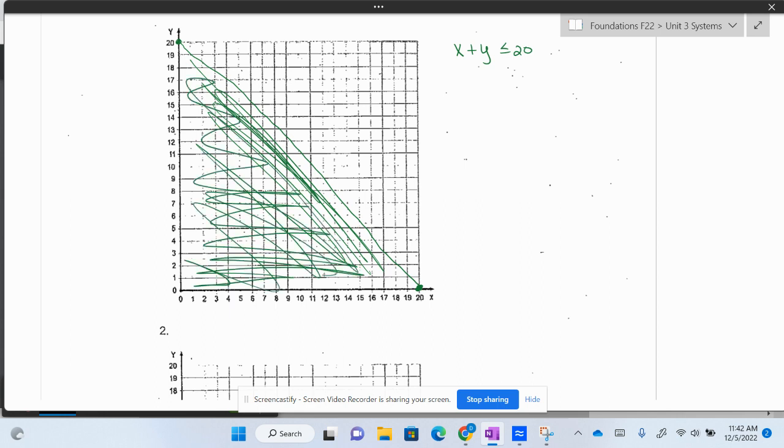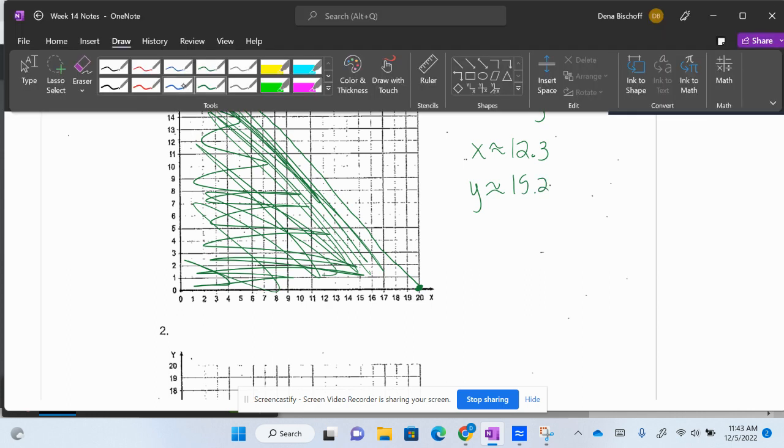Shading below. Our next inequality was 7.5x plus 6y has to be greater than or equal to 92. And we said that we crossed the x-axis at about 12.3, I think. And the y-axis gets crossed at about 15.2. Is that right? Isn't that what we said?